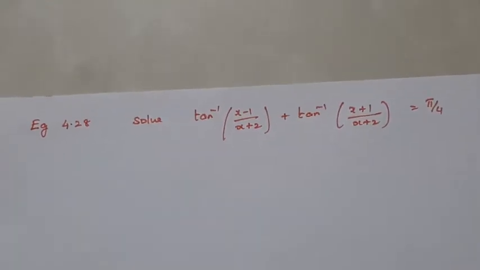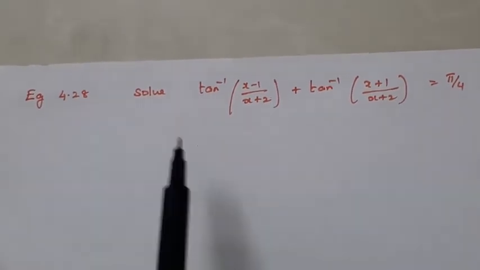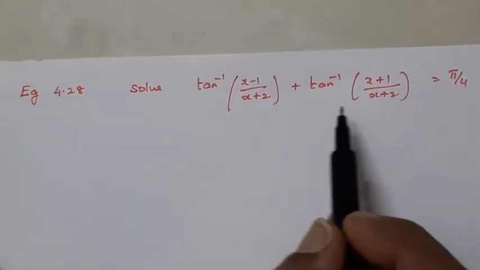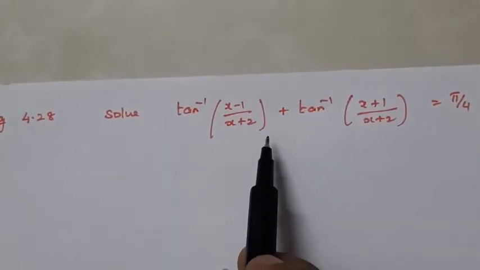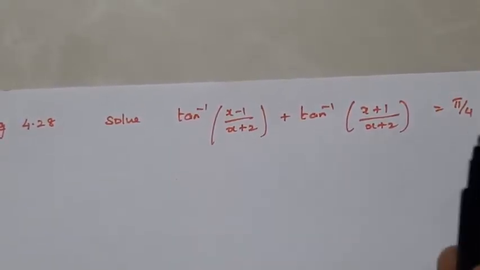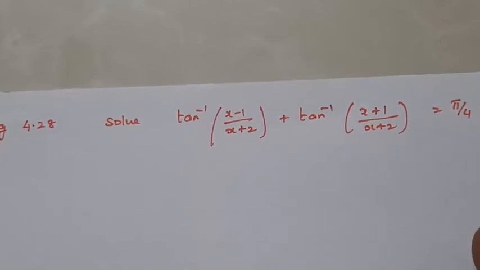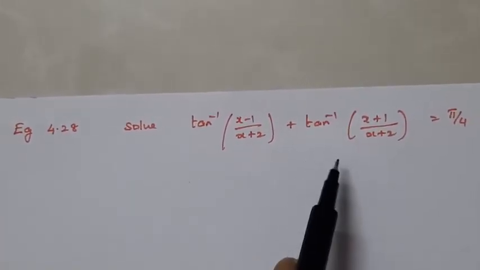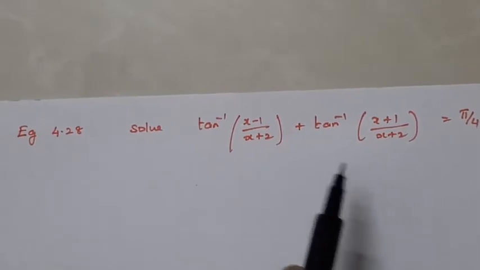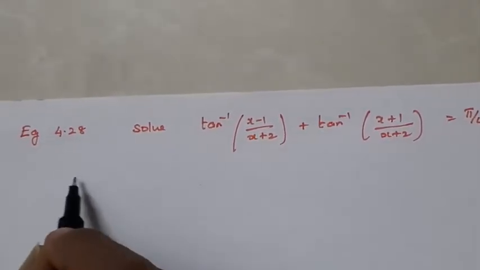Next, example 4.28. Solve tan inverse of x minus 1 by x plus 2 plus tan inverse of x plus 1 by x plus 2 is equal to pi by 4. This is just similar to the previous example. There the condition is given, here the condition is not given. So, directly you can apply the formula, irrespective of whether xy is less than 1 or greater than 1.